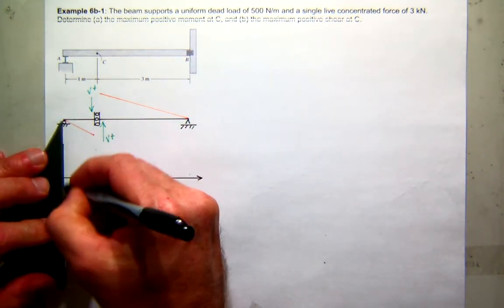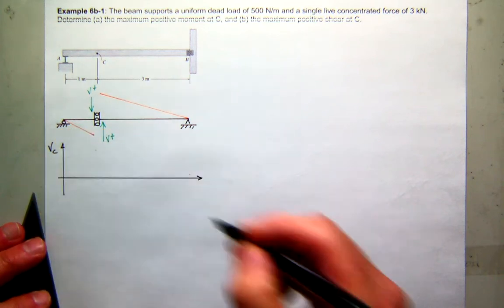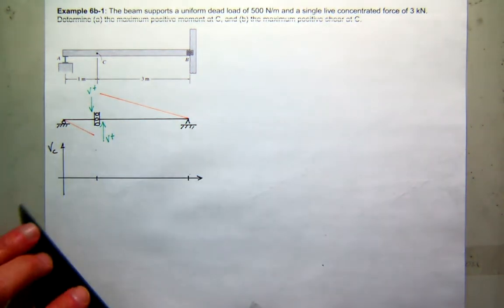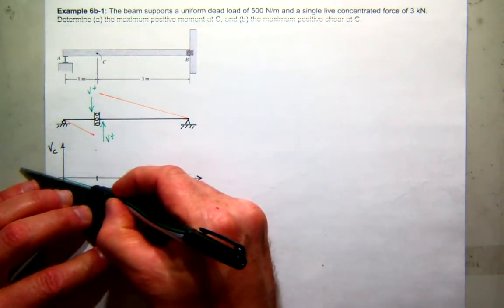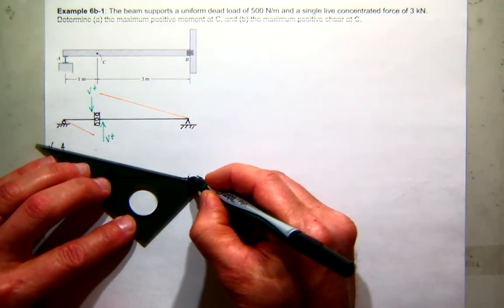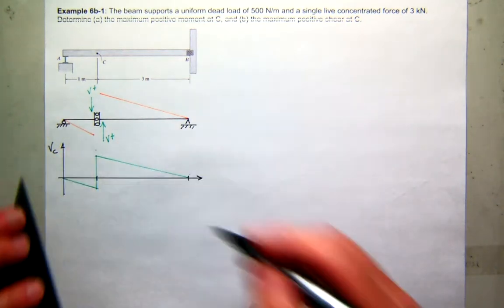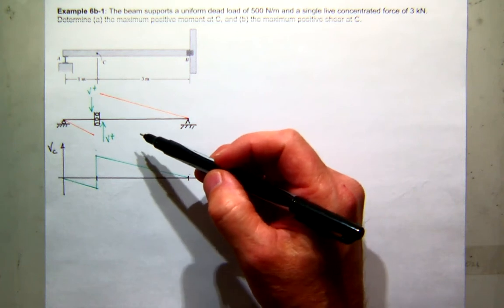Except this time we'll, again, be a little more formal. So this is now going to be the shear at C. And these are my points of interest. And it's going to look something like that. So there's the qualitative shape that I get from my Mueller-Breslau principle.